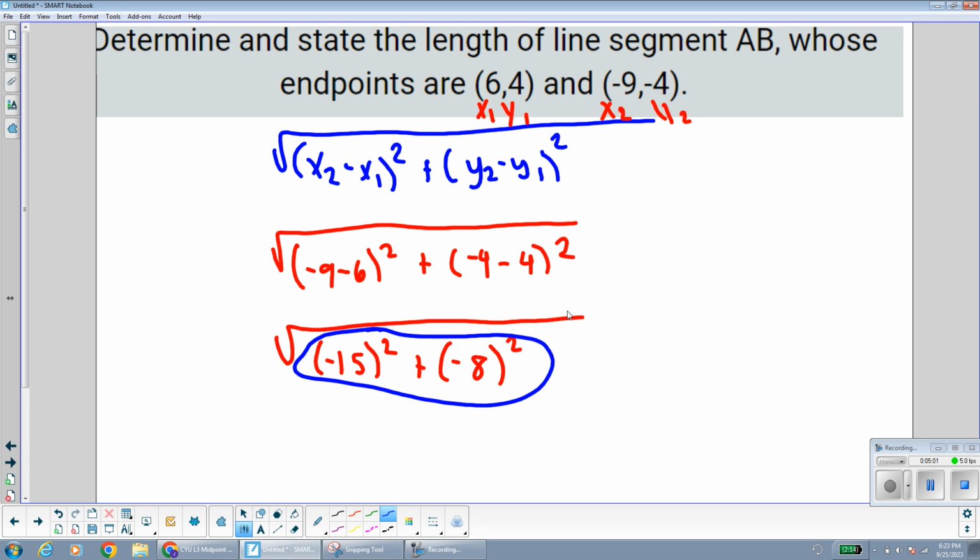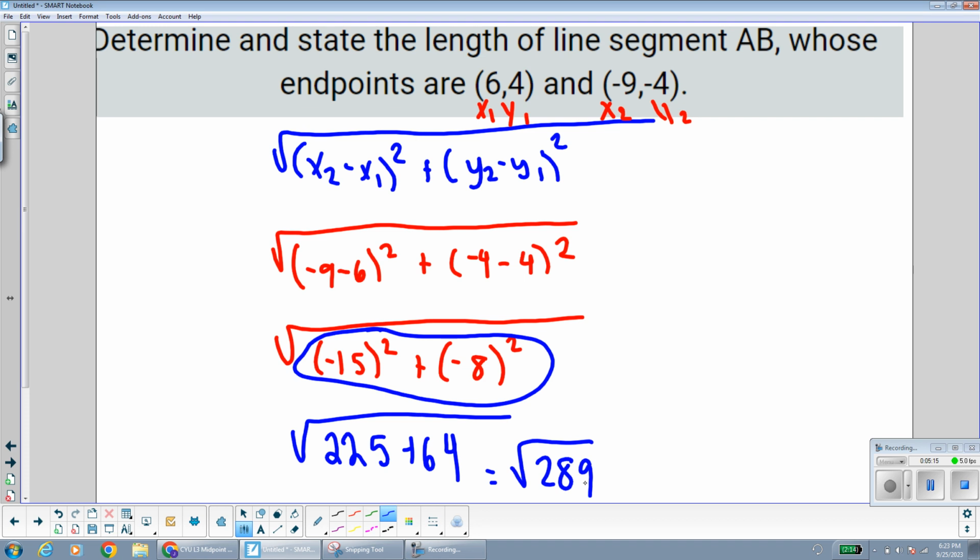So -15 squared is 225 plus 64, because that's what 8 squared is. So we have radical 289. And in this case, radical 289 does simplify to a whole number. The length of the line segment is 17. But leaving the radical in each step and not putting it into your calculator ensures that you get the exact value at the end and that you don't get a rounded answer if the question doesn't specifically tell you to round.